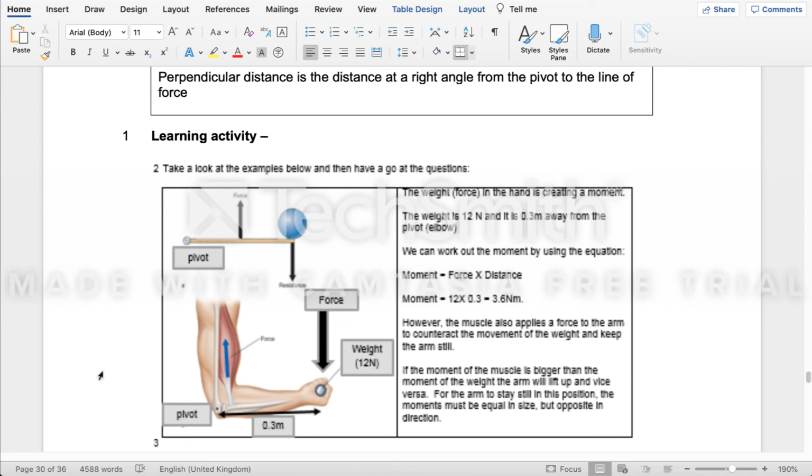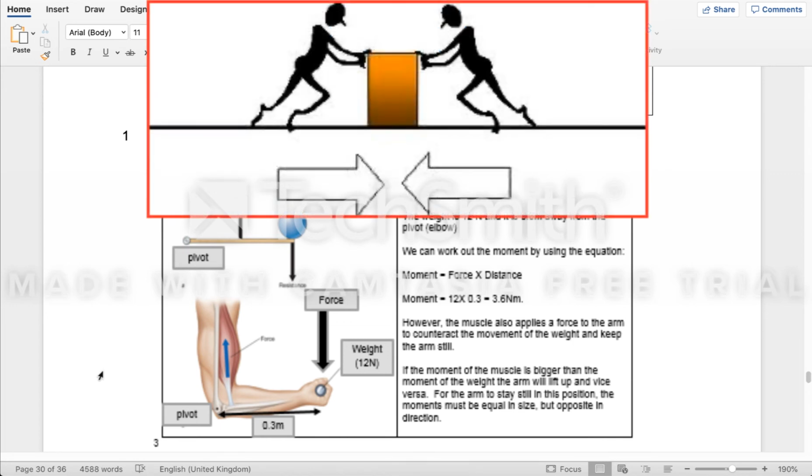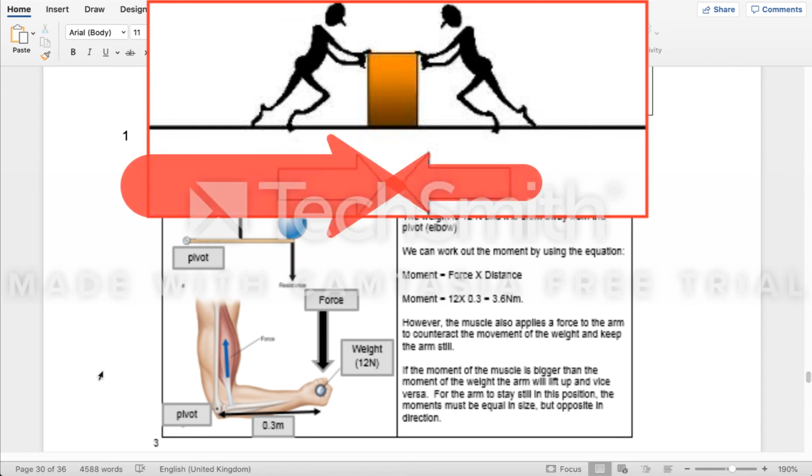So imagine you and your friend are pushing a box in opposite directions. You're pushing it one way, and your friend is on the opposite side of that box, pushing it the other way. Depending on who's stronger, if you're stronger than your friend, then you're going to be the one to push that box in his direction.